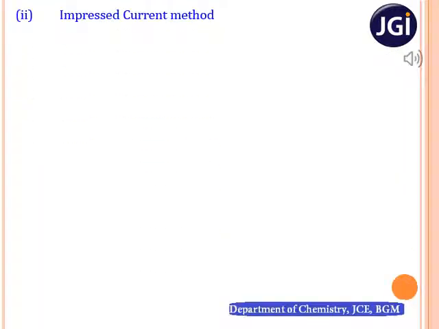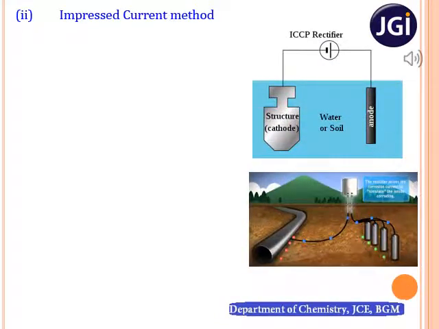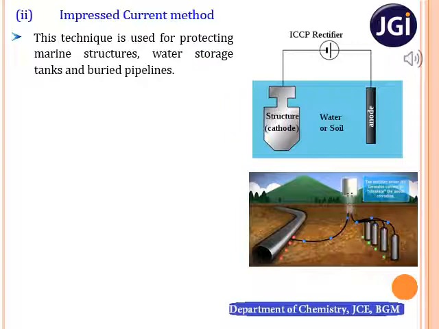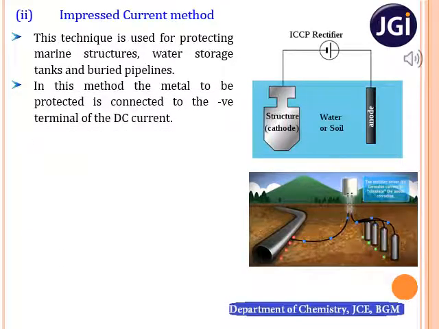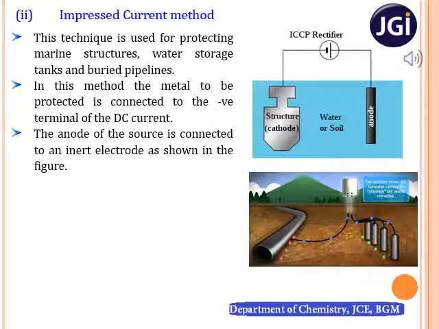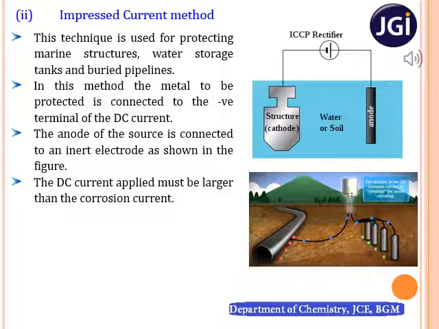The second method under cathodic protection is impressed current method. Suppose larger structures like marine structures or buried pipelines are to be protected from corrosion. Impressed current method can be effectively implemented in such cases. The structure to be protected is connected to the negative of DC source. The positive of DC source is connected to any inert anodes like graphite as shown in the figure. But here the DC current applied must be larger than the corrosion current.